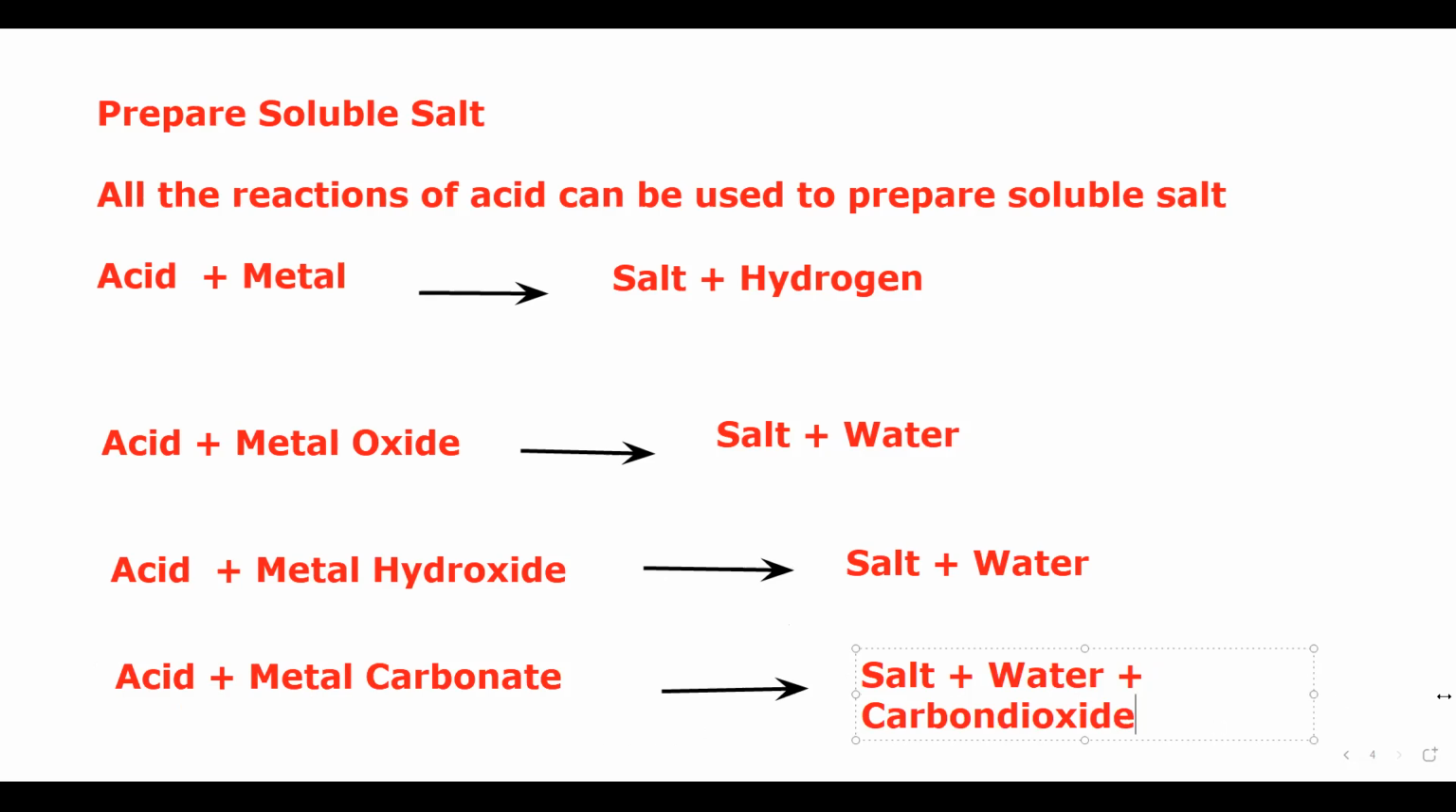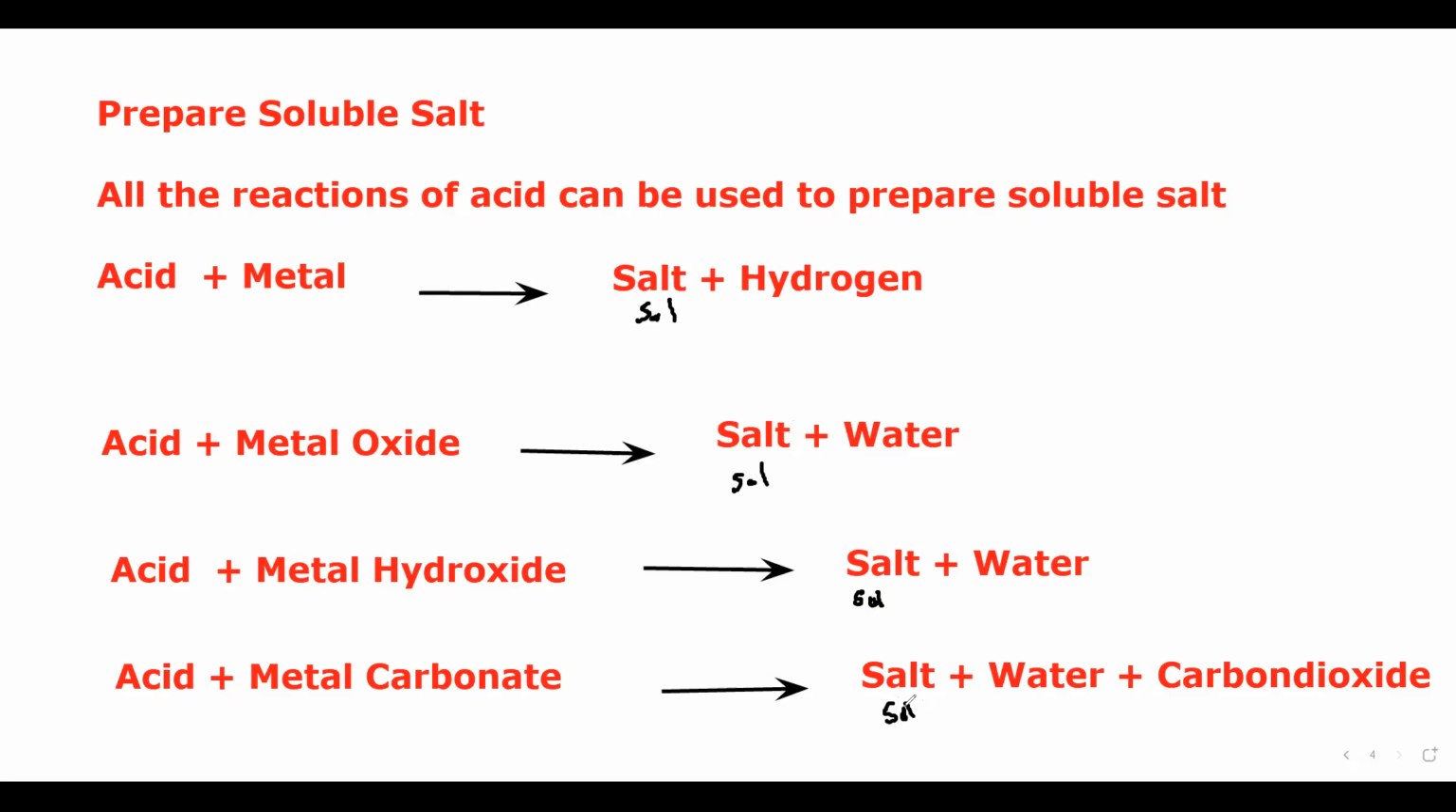So these are the four reactions whenever you want to prepare a soluble salt. What is the meaning? When acid is reacting with a metal, this directly produces a salt, but that salt will be dissolved like a solution. Same thing when acid reacts with metal oxide, this will produce a salt, but that salt will be dissolved. It will not exactly form a solid salt, it will be a salt solution, dissolved salt. And from the solution, we can obtain the salt by either crystallization or evaporation.